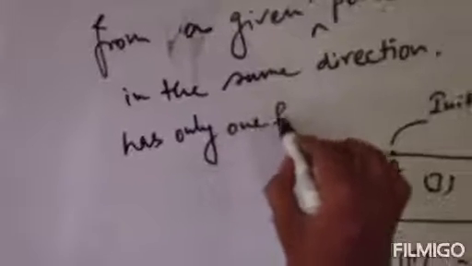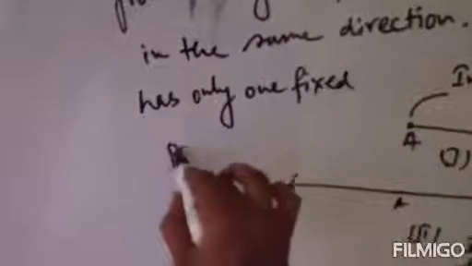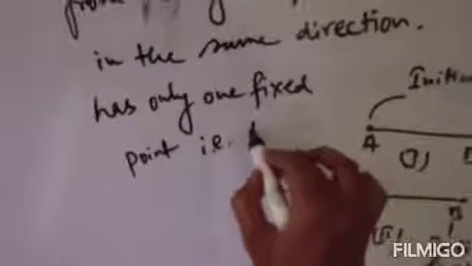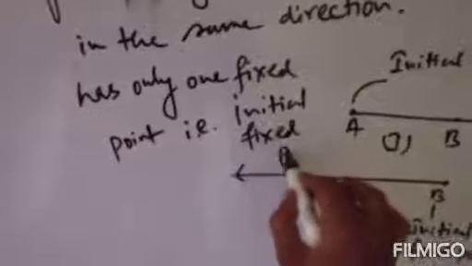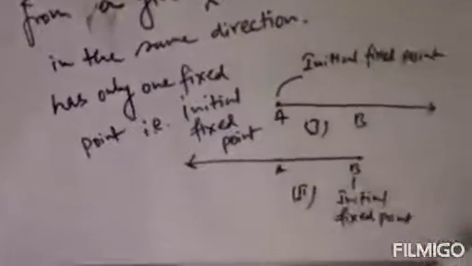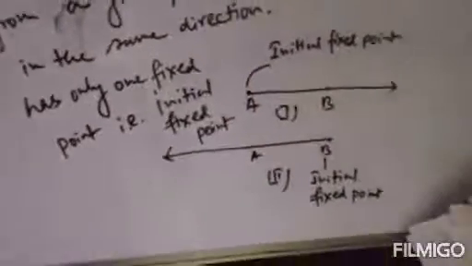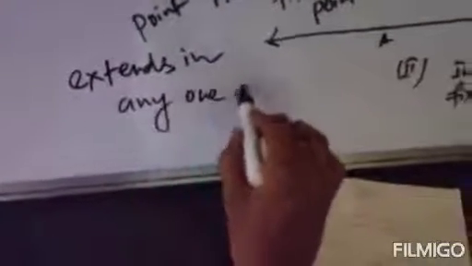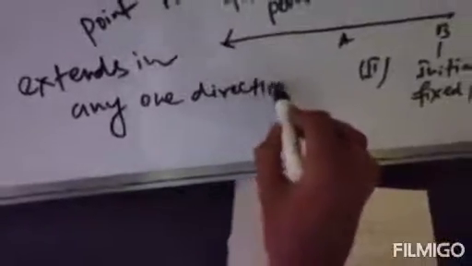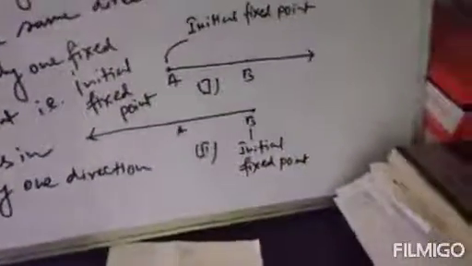It has only one fixed point, and the fixed point is termed as the initial fixed point. The fixed point is the initial fixed point, and it is extended in any one direction, either in the left side or in the right side. That is, it extends in any one direction. This is the ray, and we will represent the ray like this.